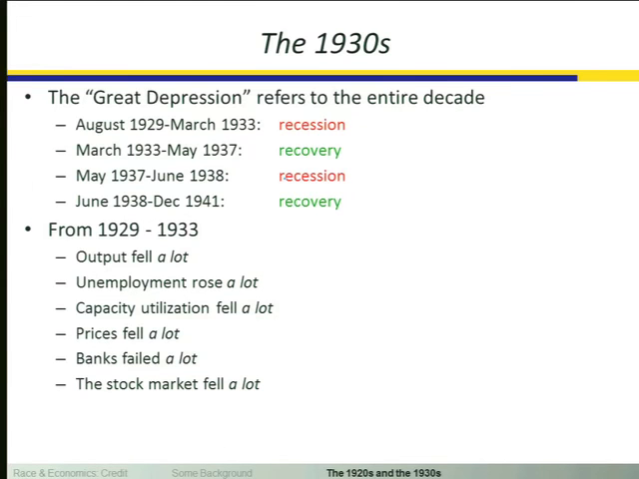Then there's a recovery. Recovery doesn't mean recovered. Recovery means output is going up. Recovery is dated March 33 to May of 37. There's a double dip, a second dip, May of 37 to June of 38. And then the economy continues in recovery June of 38 to December of 41. We mark December of 41 as the end of the recovery because that's when the economy finally gets back to previous peak. So it's called the Great Depression.